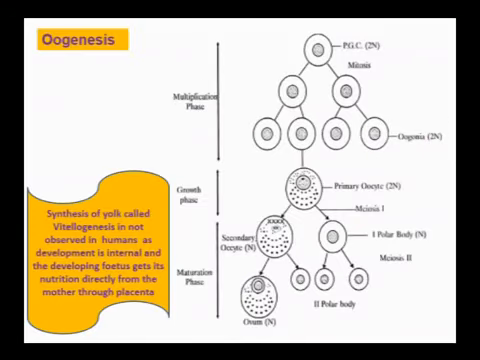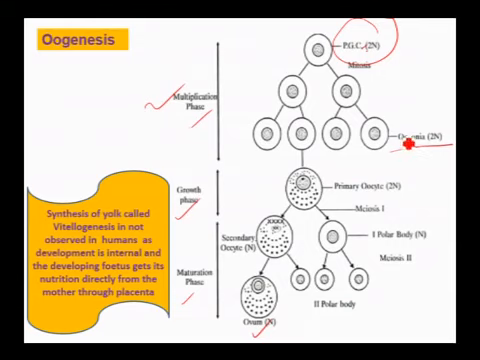Coming to oogenesis. The process of formation of a mature ovum in the ovary is called oogenesis. The egg is formed from primordial germ cells present in the ovary. Before they transform into a mature ovum, primordial germ cells pass through three different phases, namely the multiplication phase, growth phase, and maturation phase. Primordial germ cells undergo repeated mitotic divisions in the multiplication phase, also called the proliferative phase. This results in the formation of a large number of cells called oogonia, also called egg mother cells.